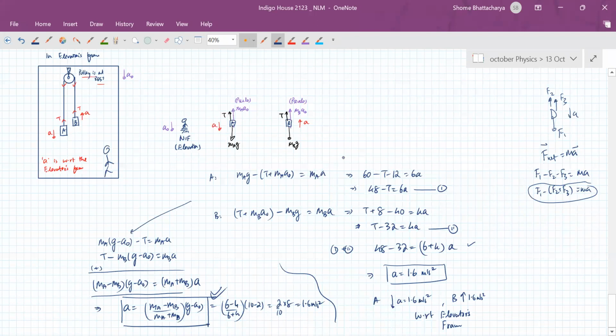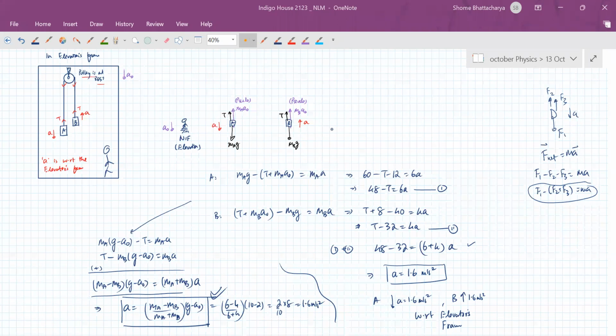And for the block B, the direction is just reverse. So we should take the force in the upward direction as positive and downward direction as negative. Then we should take the acceleration of that whole elevator into consideration only while we are looking for the pseudo force, right? Yes.